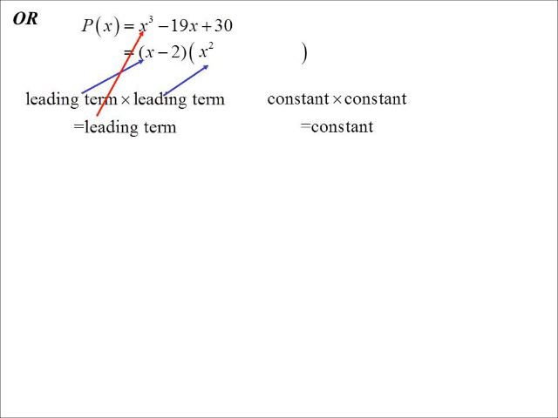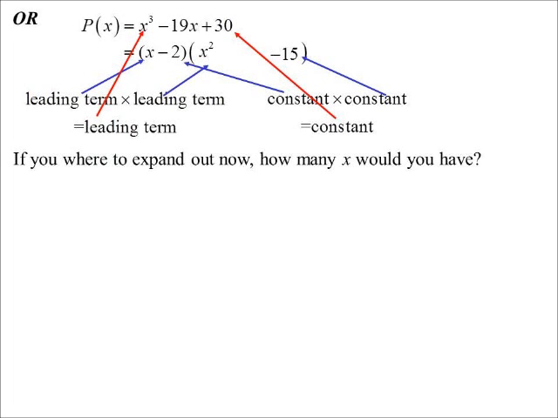And I can do the same thing with a constant. I know the constant times the constant must give me the constant, so negative 2 times something will give me 30. Negative 15. Very good. Negative 15. Now all I've got to do is work out the missing term. So I can work out how many x's or how many x squareds do I have at the moment, and then work out the balance. So I'm using the x's. If I was to expand out now, how many x's would I have?